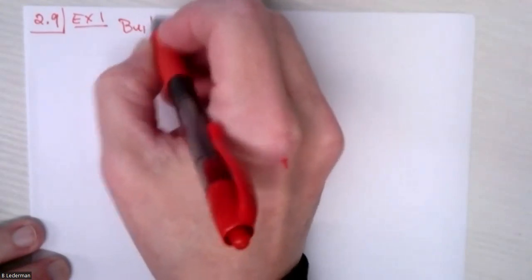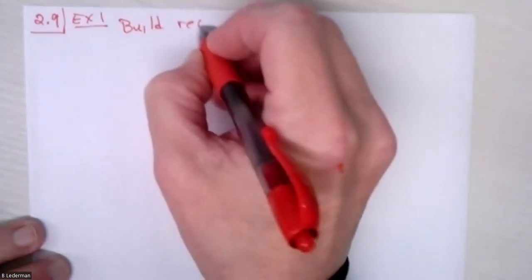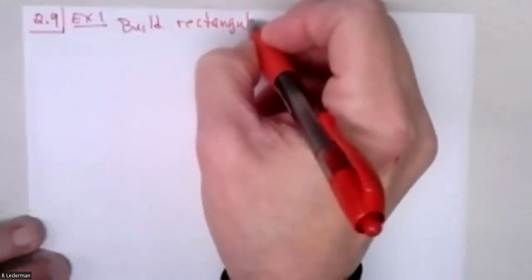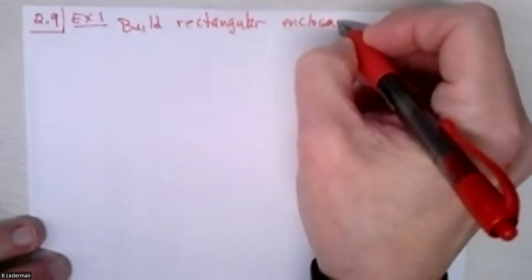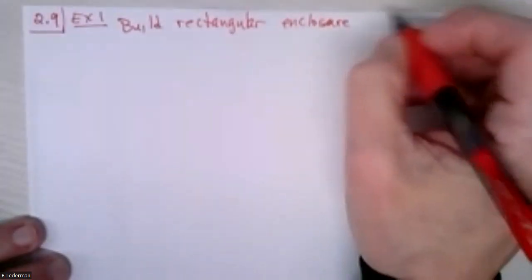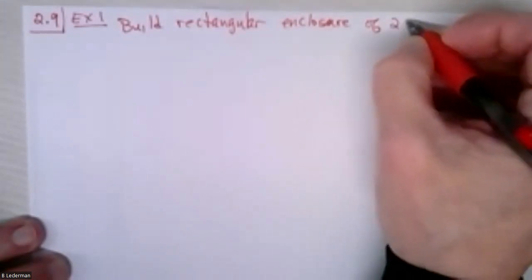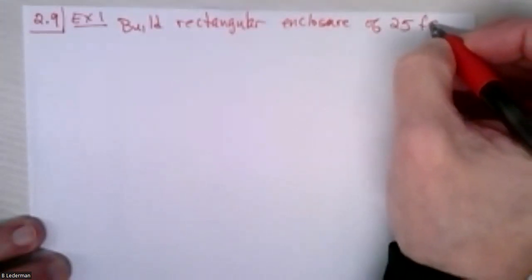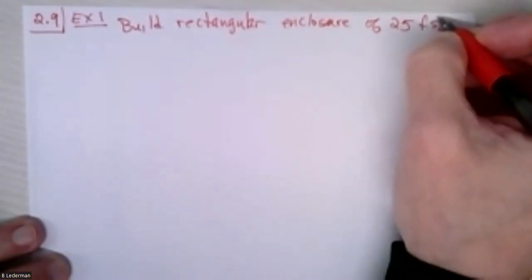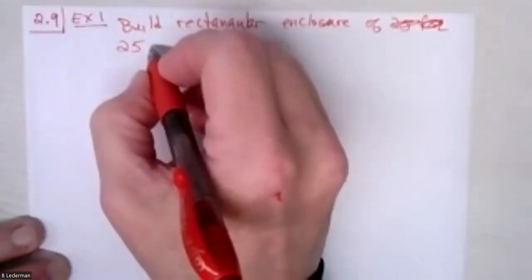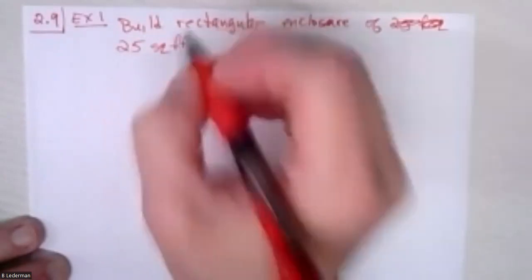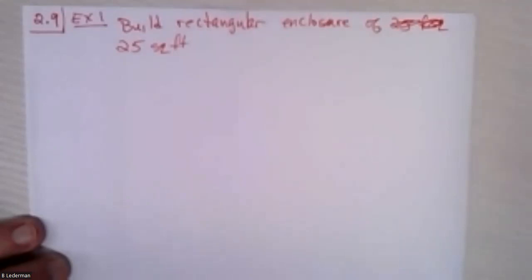You want to build a rectangular enclosure of 25 square feet. Oops, I wrote feet squared. 25 square feet. Okay. And you want to use minimal fencing.